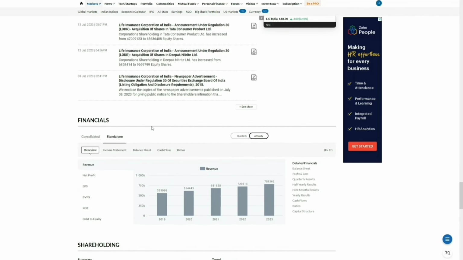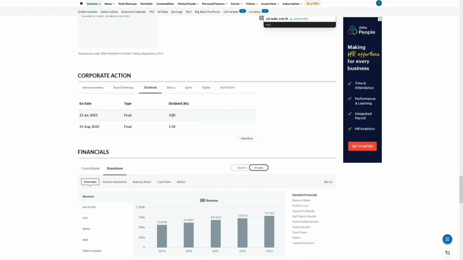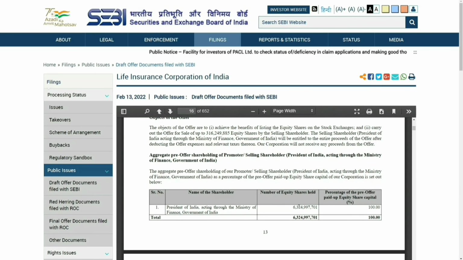So going a bit up, we can look at the dividends as well. 3 rupees and 1.5 rupees, which means that there were 6 billion shares. 97% happens to be 6 billion, which means 18 billion rupees was received by the government as dividends.